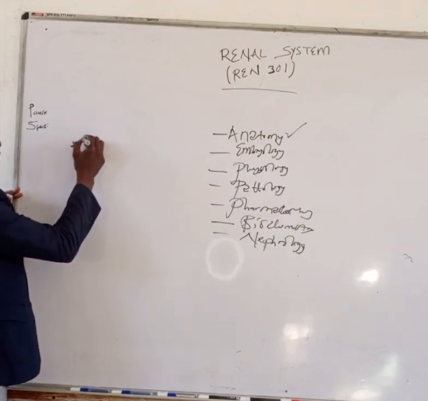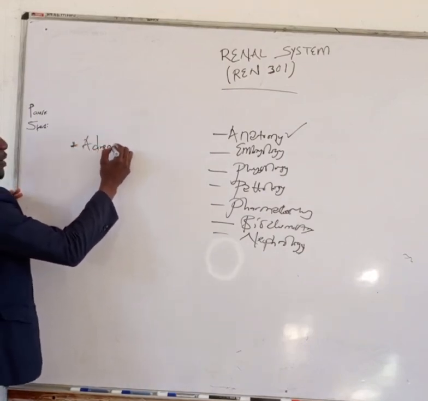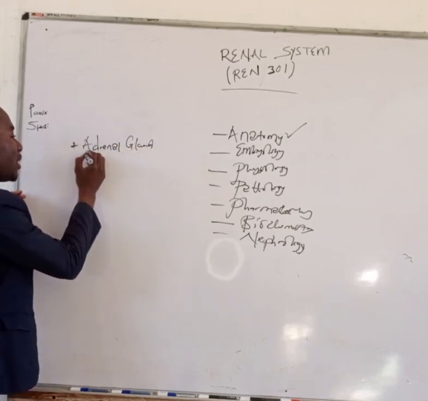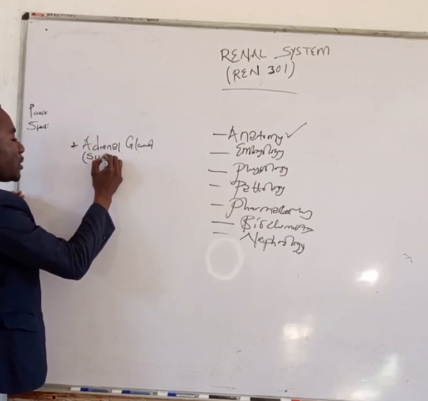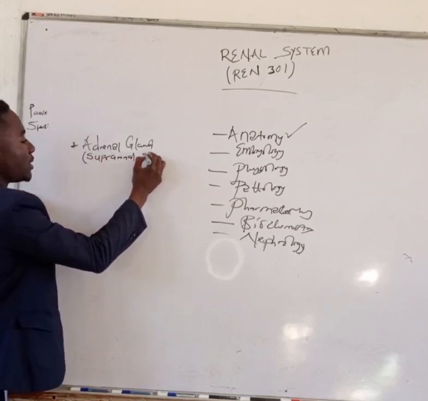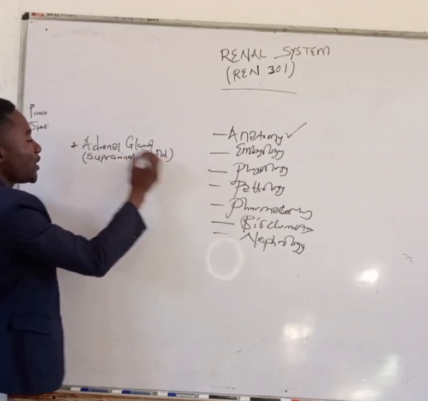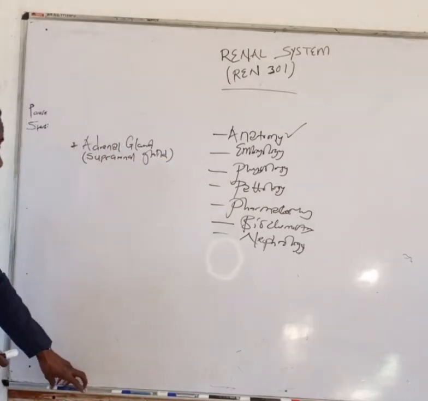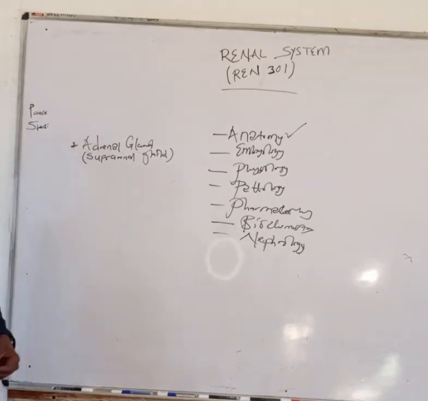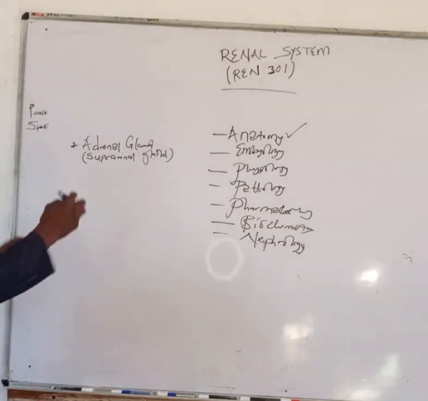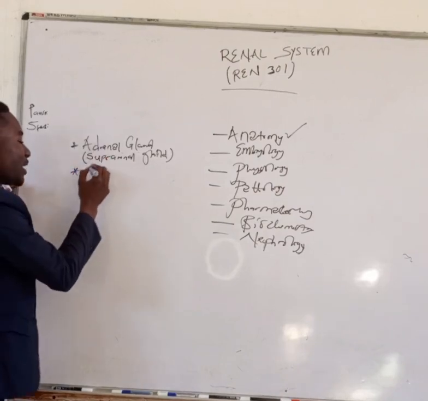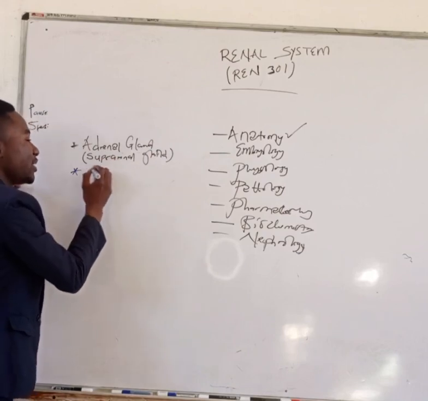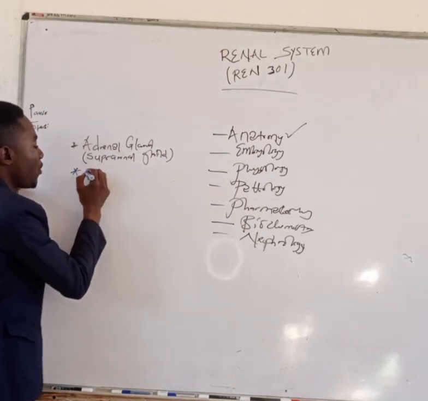Number one, you have what you call the adrenal gland, also known as the suprarenal gland. We're going to do the functions of the adrenal gland, as well as the structure, what it is made up of, and the pathologies that can arise from there. Remember, the adrenal gland is just on top of the kidneys. That is why it is called the suprarenal gland.